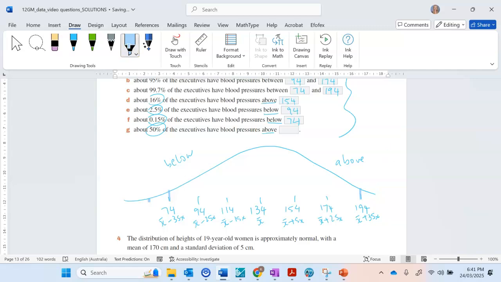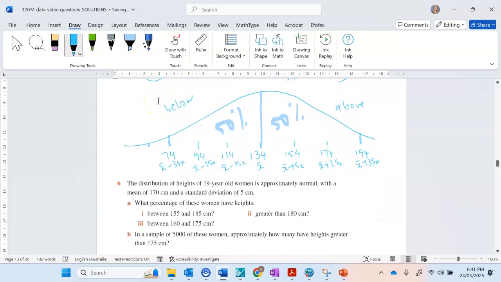So we're splitting it in half. That means 50% is above 134, but 50% is also below 134. So there we go, 134. All right.